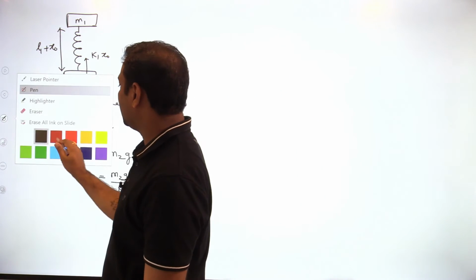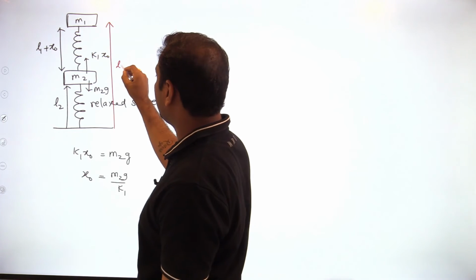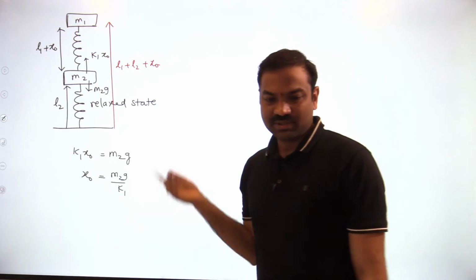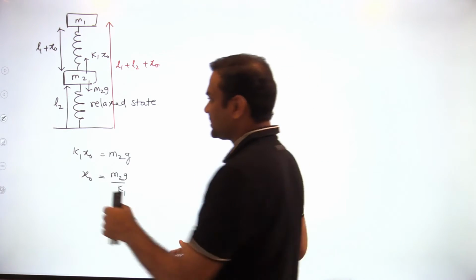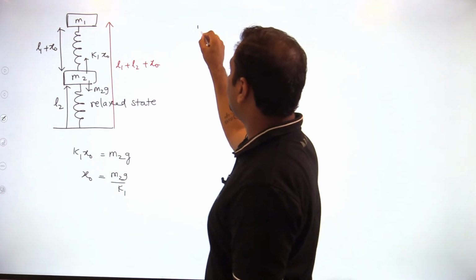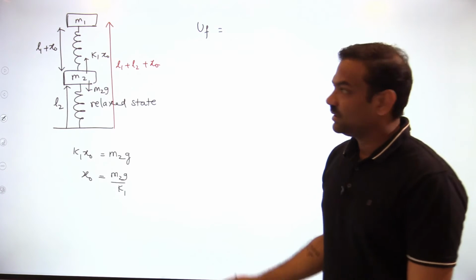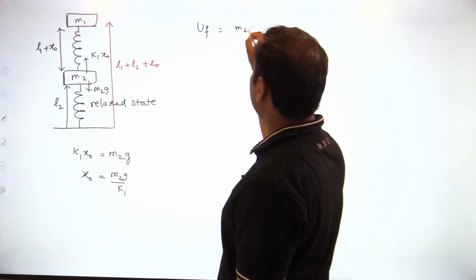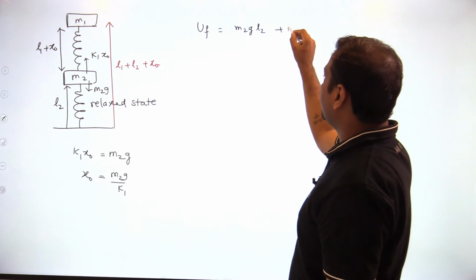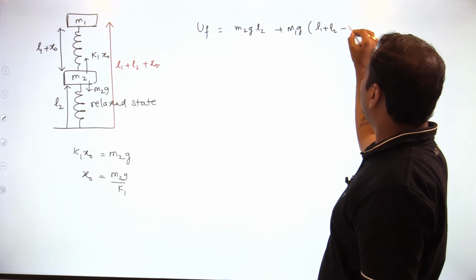Then what is the height of the M1 block from the ground? The height of the M1 block is L1 plus L2 plus X0. That's why I have taken L1 and L2, because somehow they will cancel out, as they are asking for the incremental potential energy. Now tell me, under the relaxed state, what is the final potential energy of the system? It will be M2 g L2 plus M1 g (L1 plus L2 plus X0).